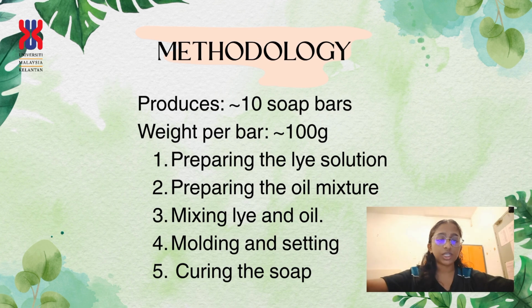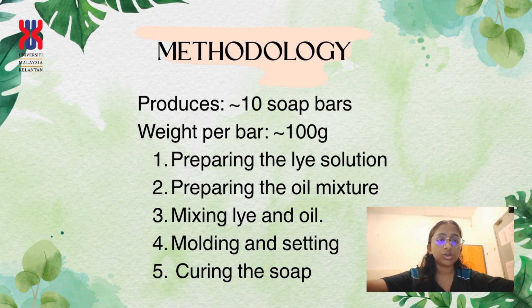First we measured about 300 grams of distilled water and poured it into a beaker. Next, we measured about 137 grams of sodium hydroxide and added it into the water. Then we stirred it until everything was fully dissolved. We left it to cool down to about 35 to 40 degrees Celsius. Then we measured 400 grams of coconut oil and olive oil each and mixed both in a beaker. This is the saponification process. And then we let it cool down to about 35 to 40 degrees Celsius.